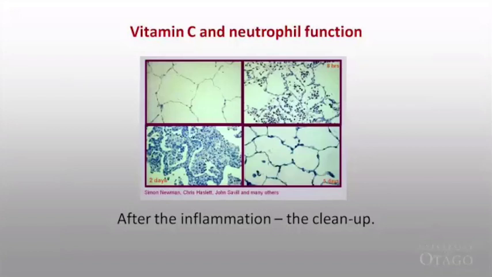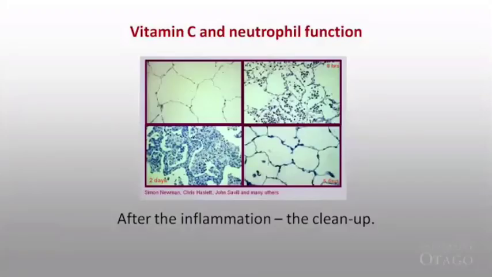Now what we need for recovery is to get rid of these cells. They might have killed off the bacteria, but we now have to get rid of the neutrophils. How does that happen in our body? We need to get back from there to there in order to restore good lung function, and we need to do it in a way that doesn't destroy the lung along the way.